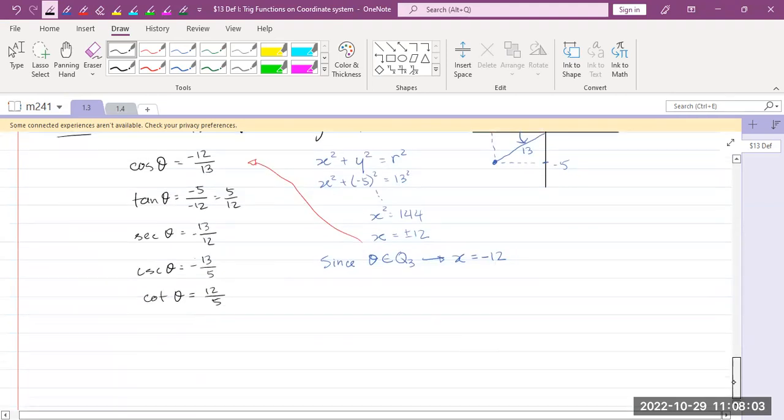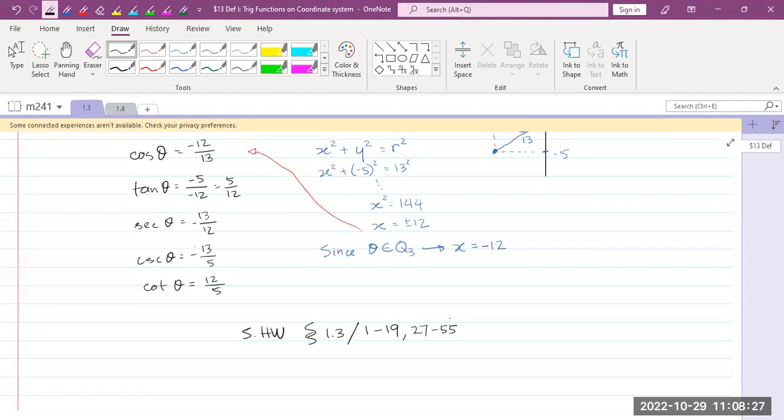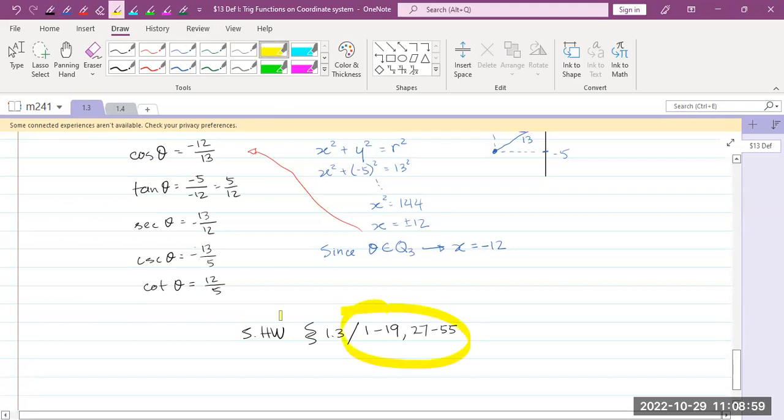Now, suggested homework from here is section 1.3, number 1 to number 19, and then number 27 to number 55. Once you finish studying this part, I strongly recommend you watch the supplemental lecture 3, where I do problems from 1.3, 1.4, 1.5. Then after that, you do the remaining suggested homework. In my supplemental lecture video, I will do some problems from the suggested homework here. Not all of them, only some of them.